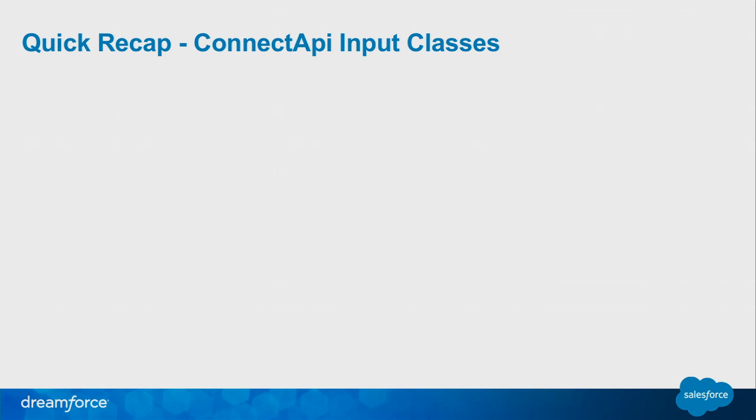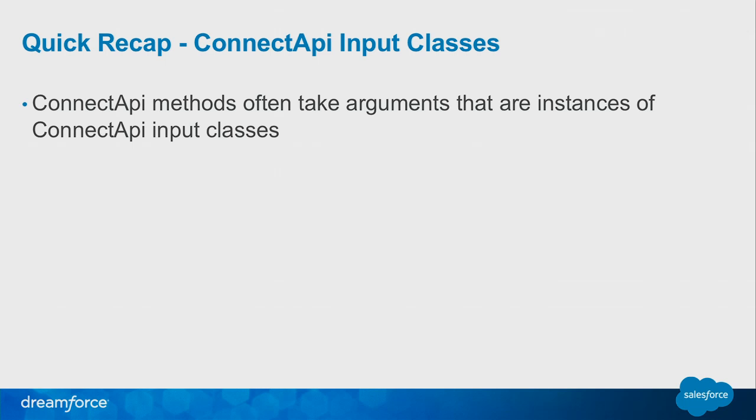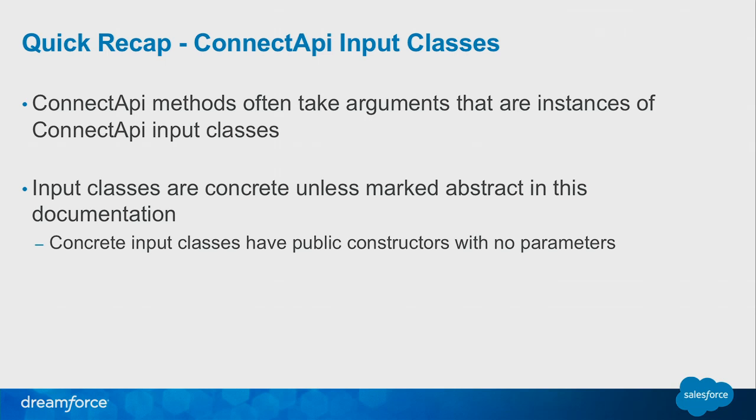So quick recap on ConnectAPI input classes, because they are really key to understanding what we're trying to achieve. ConnectAPI methods often take arguments that are instances of ConnectAPI input classes. We saw that. We were posting a feed element. It was taking the feed item input.